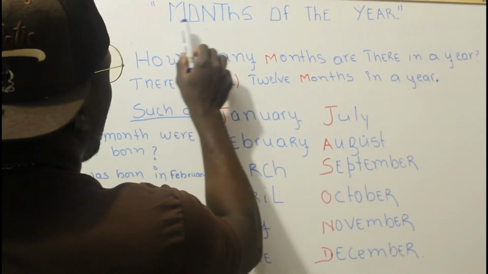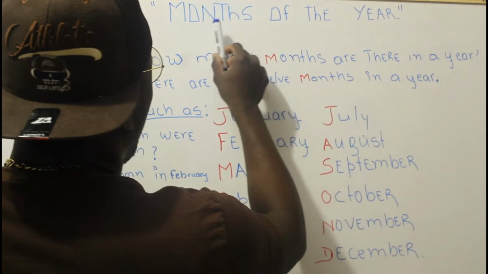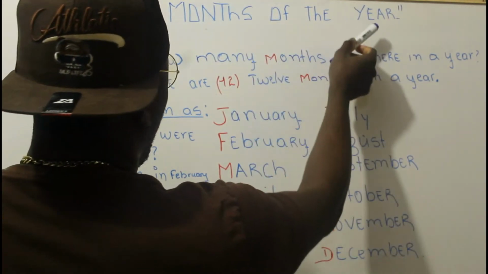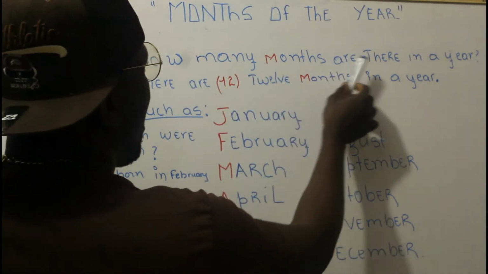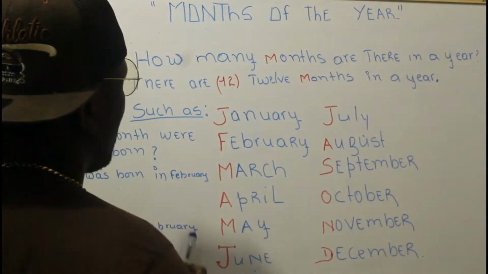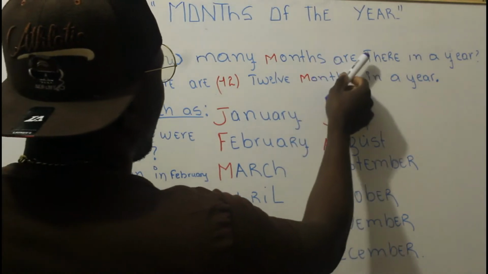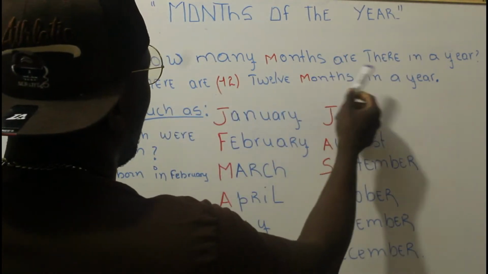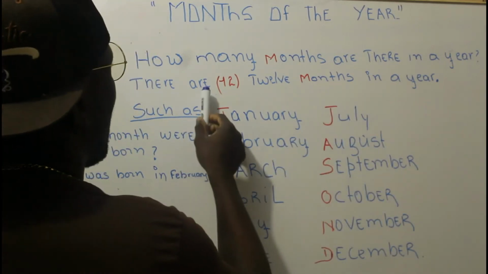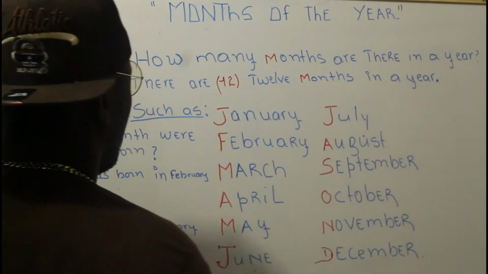The title is Months of the Year. Pour poser la question, on dit: How many months are there in a year? Pour répondre, there are 12 months in a year.